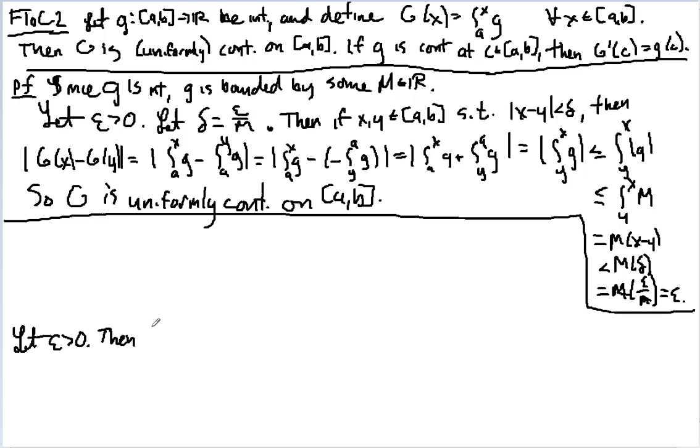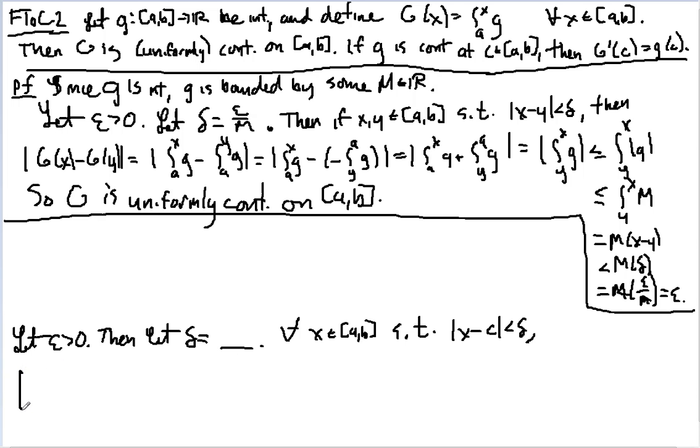Then let delta equal something. Then for all x belonging to [a, b] such that |x minus c| is less than delta, we're going to have, using differentiability, the difference quotient at c, (G of x minus G of c) over (x minus c). What's the derivative going to be equal to? The derivative is going to be equal to little g of c. So I'm going to have to prove that this thing is less than epsilon. But I'm going to do that in the next screencast.